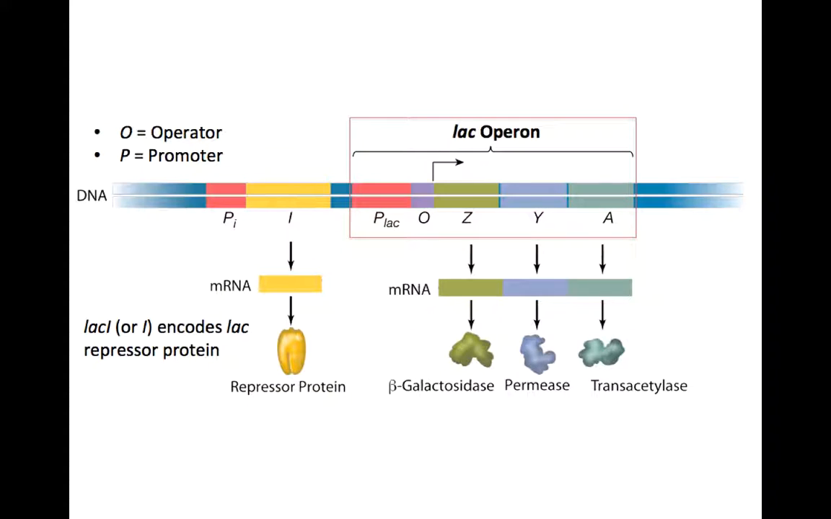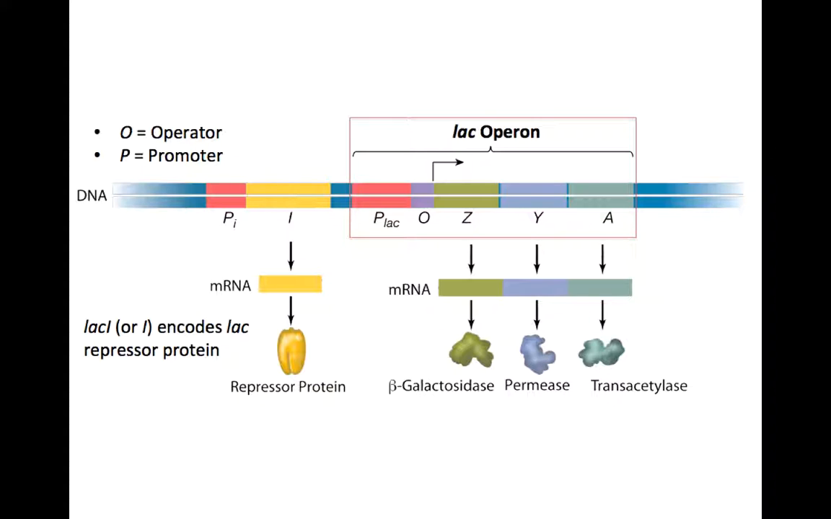Here we see the lac operon boxed in red. The operon is responsible for allowing the cell to digest lactose. Now, E. coli actually prefers to use glucose as an energy source, but when glucose isn't present or it's scarce, this operon is activated and the cell can digest lactose for extra energy.